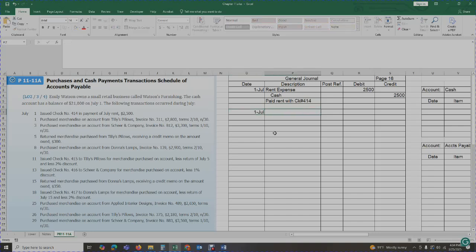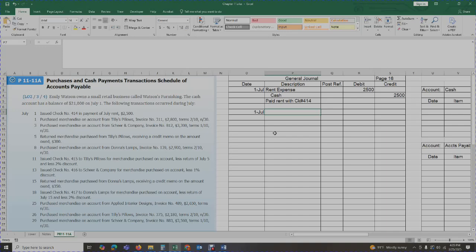So we have another entry on July the 1st. Here we purchased merchandise on account. What does on account mean? That means that we didn't pay for it. We owe it. We purchased merchandise on account from Tilly's Pillows, invoice number 311 for $2,800. Terms 2/10, net 30. So what does that mean? That means that we get a 2% discount if paid within 10 days. If not, the balance is due within 30 days. So what we're going to do now is enter the transaction for the purchase of the merchandise on account.